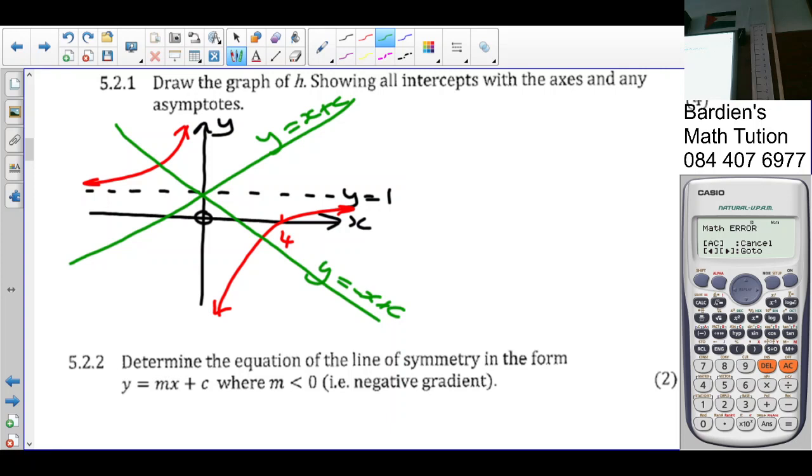So which one are they referring to? Which one do they want you to calculate? The one with the negative gradient. So it's this one they want you to do. Make sense? So what is your c value? Your c value is your y-intercept. What's your y-intercept here? 1. Make sense, people? So the equation of that graph is y is equal to minus x plus 1.